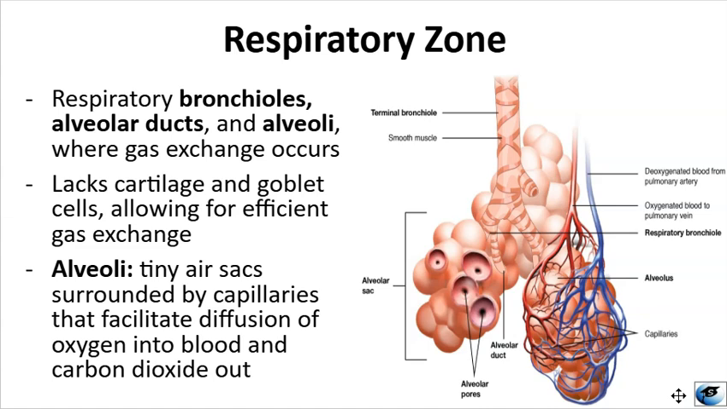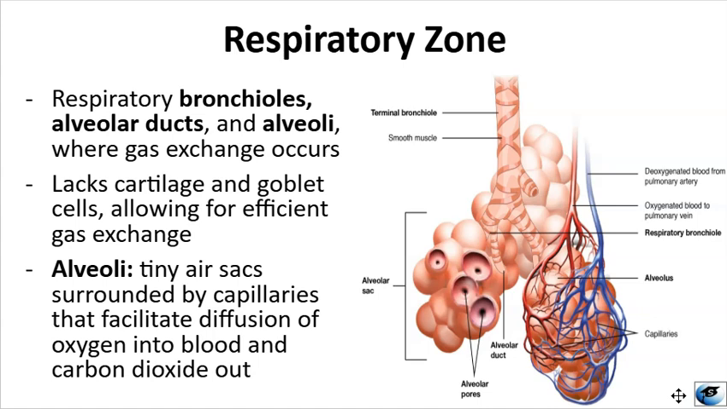Unlike the conducting zone, which includes structures like the trachea and bronchi, the respiratory zone lacks cartilage. It doesn't have goblet cells, and these structural differences are important because this allows for the maximum surface area and minimal barrier thickness, which are important for efficient gas diffusion across membranes.